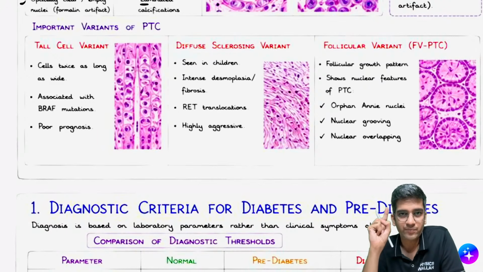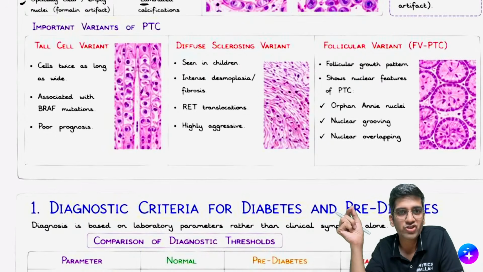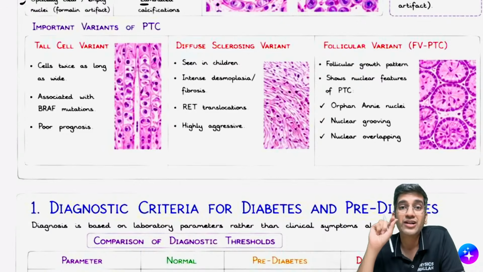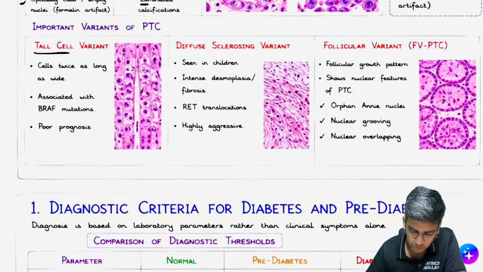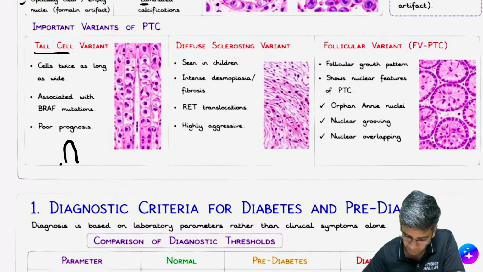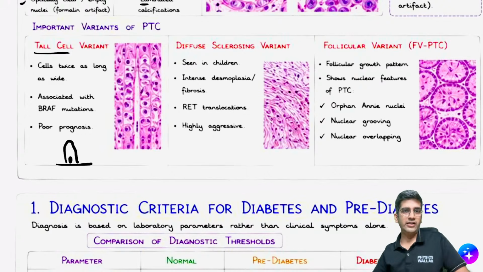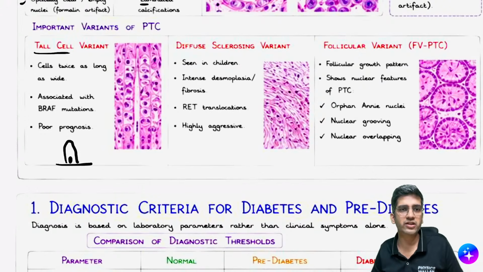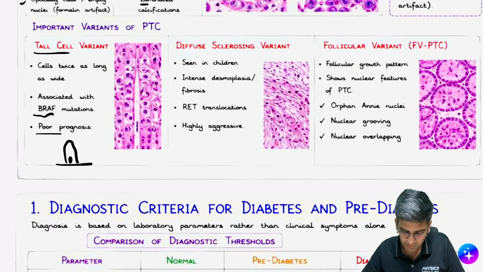For you, one is enough. But a few of these make sense, because it either helps, or sometimes misdiagnosis happens if I don't know this, or it will alter the prognosis. The variant called tall cell variant: if a cell is more than 2 times tall compared to the width, we call it tall cell. That's all. Extremely tall cell variants will have BRAF mutation, poor prognosis.